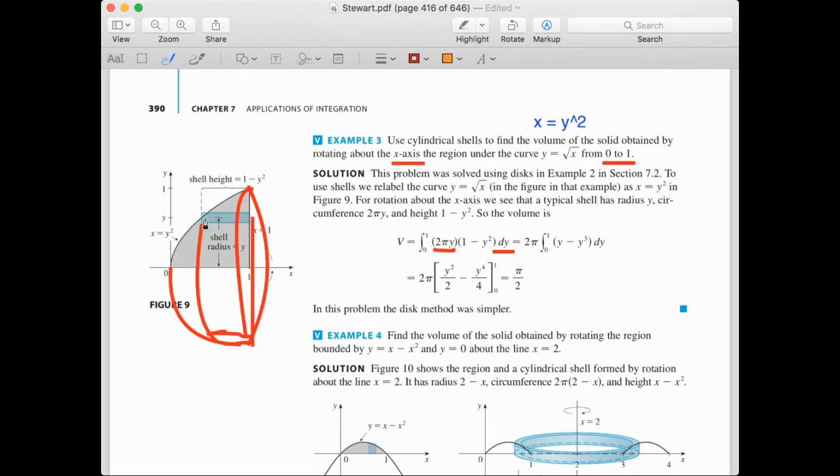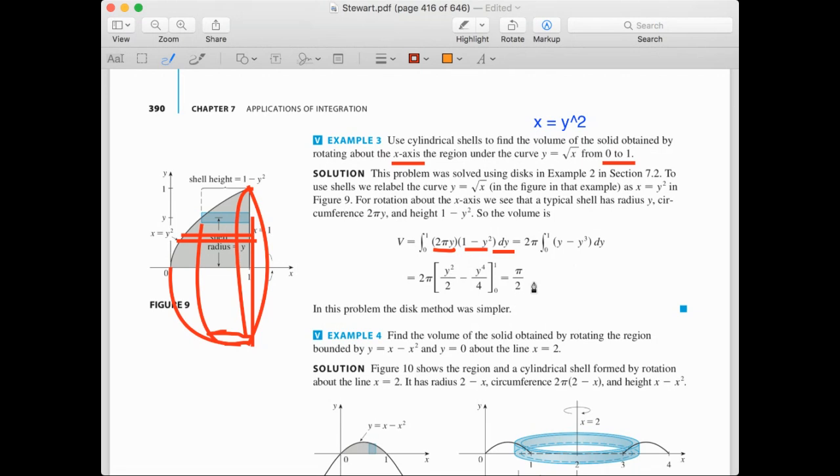So the height of this cylinder, or the width of the rectangular box, is 1 minus y squared. So I have 2 pi y times 1 minus y squared dy. We're cutting along the y-axis, and we have all those rectangular boxes going this way. Okay, so the rest is calculation. In the end, we'll get pi over 2.